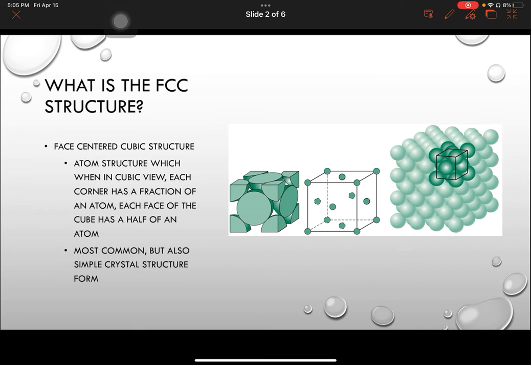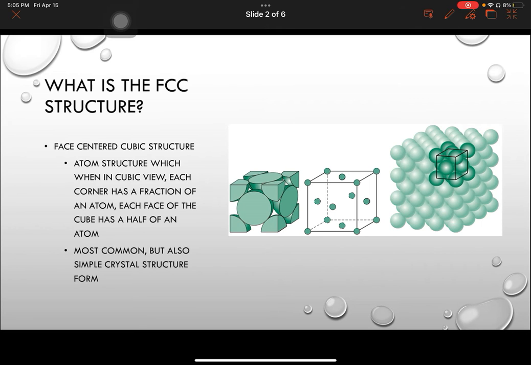So to begin, let's discuss what the FCC structure is. FCC stands for face-centered cubic structure. It's an atomic structure in which, when in cube view, each corner has a fraction of an atom and each face of the cube represents half of an atom. It's one of the most common structures, but it's also one of the simpler crystalline structure forms.